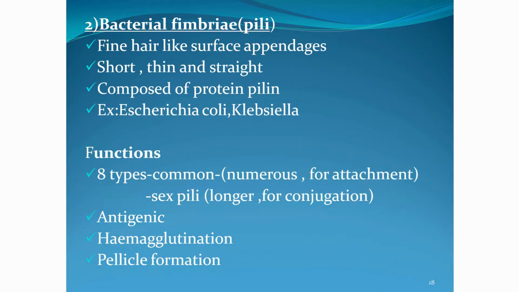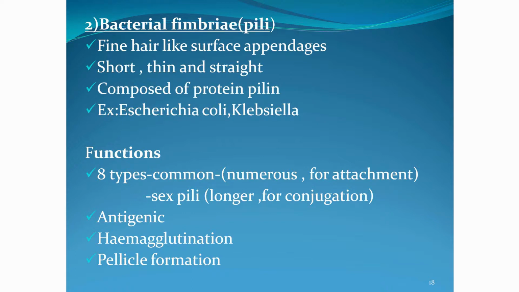The function. Bacterial Fimbriae is an extra additional virulence factor, which are of different types. There are actually 8 types of Bacterial Fimbriae. One is the common type, which is numerous in number and helps in attachment. There is another type which helps in conjugation, which are longer, called sex pili.